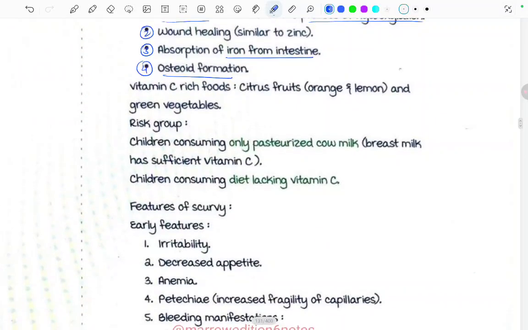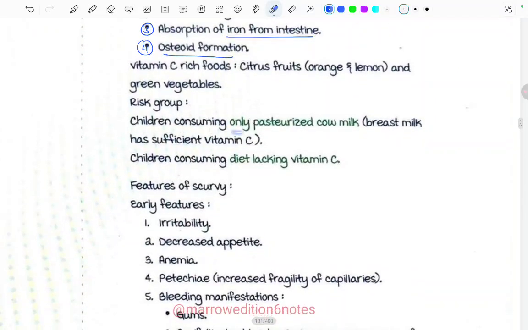Now, who are at risk groups? Children consuming only pasteurized cow milk. Breast milk has sufficient vitamin C, but not the cow milk. And children consuming a diet lacking vitamin C are at risk of developing its deficiency. And due to the deficiency of vitamin C, features of scurvy will occur.